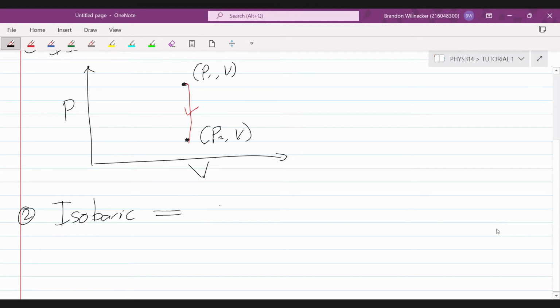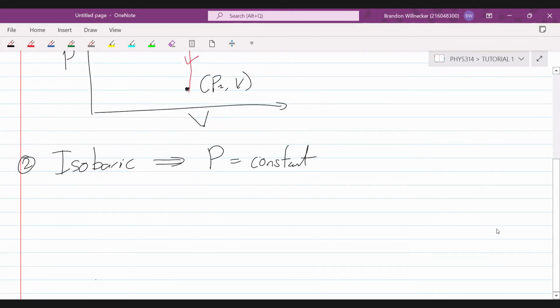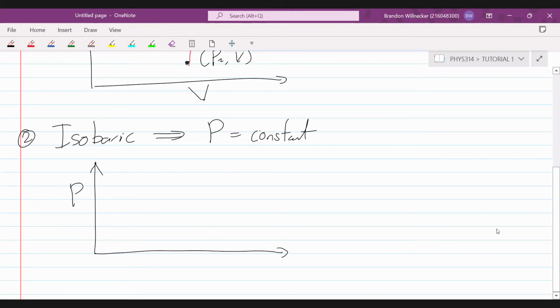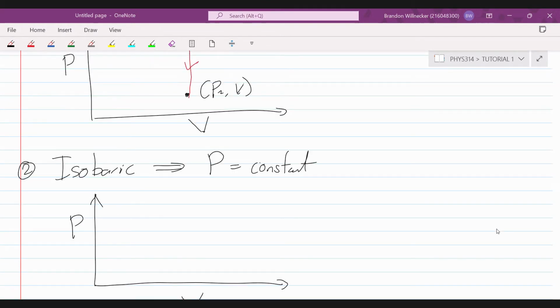Isobaric, that means that P is constant. Okay, so again, let's look at our PV diagram, because that's where we do our integrals. PV. So if P is constant, let's say we start off here at P and V1. That's not P1, that's a comma. So that's P comma V1.